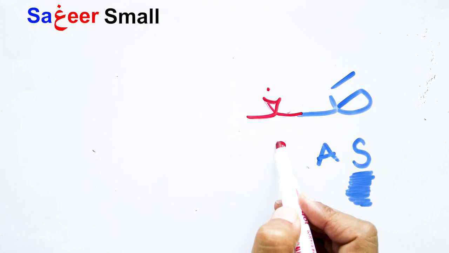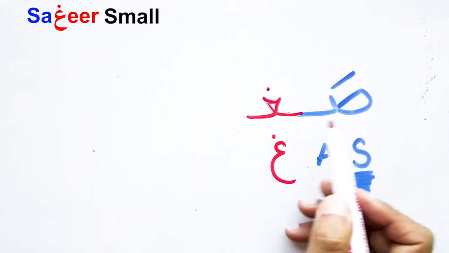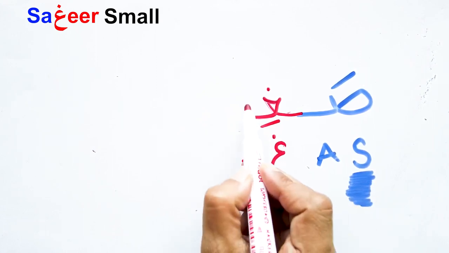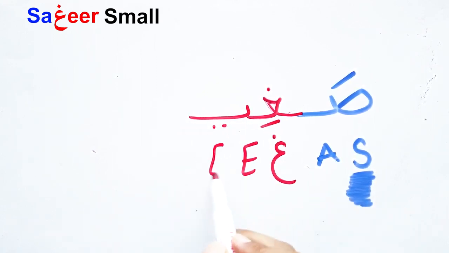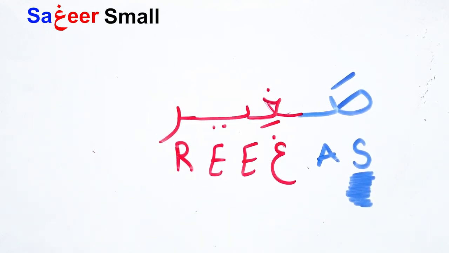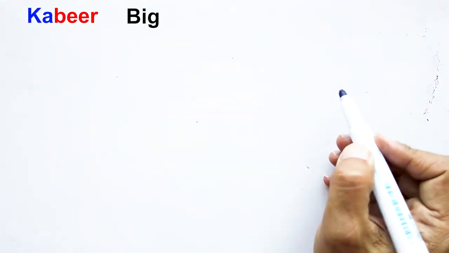This letter here, when it is out of the word, looks like this. The sound of E, long vowel. صغير. The sound of a strong R. The R in Arabic is stronger than the R in English. صغير.